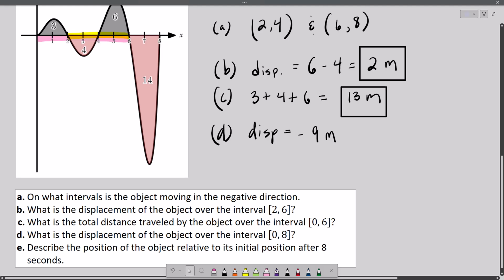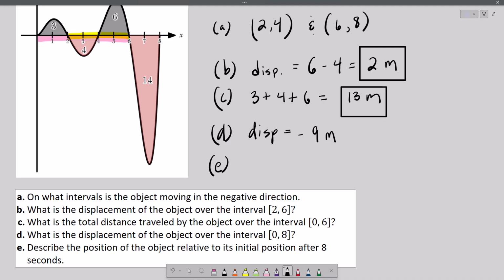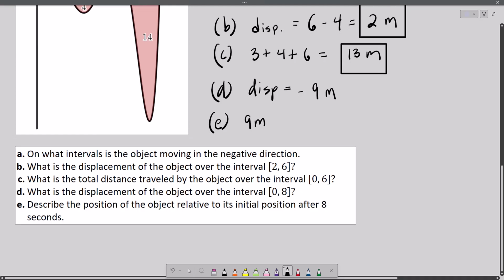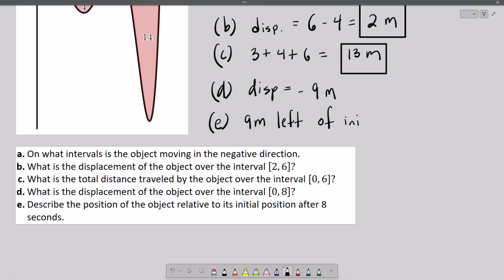9 meters to the left of where it started. Yeah. So this is a super important subtle point. We have no idea where we started. Right? We don't know the position at time 0. We don't know the initial position. So all we can say is that we are finishing 9 meters to the left of the initial position. So we would need that initial position. So 9 meters left of initial position.